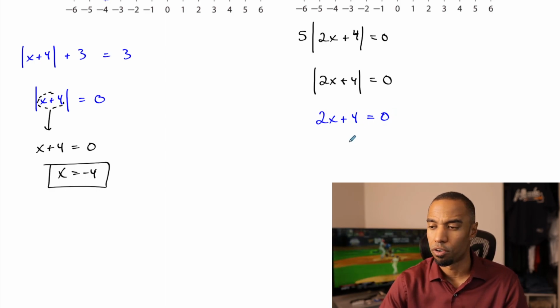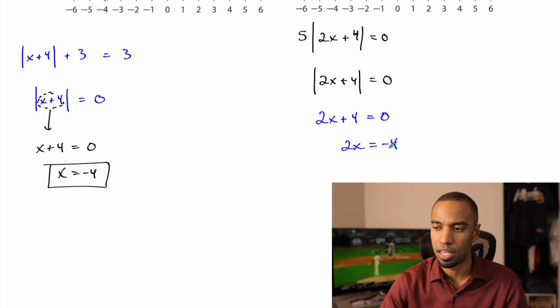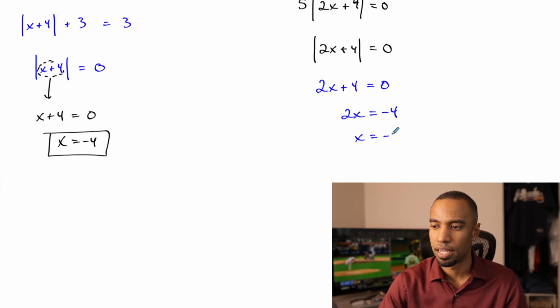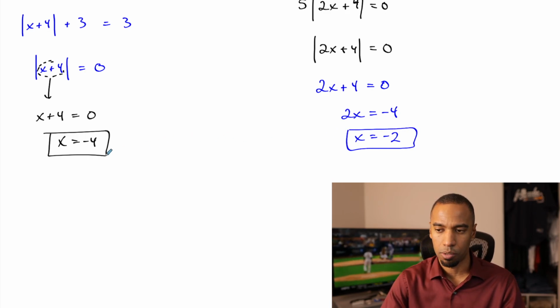Let's find out what x value works out there. I'm going to subtract 4 from both sides. I get 2x equals negative 4, and I'm going to divide both sides by 2. I get x equals negative 2. And that's the only answer possible for that one.